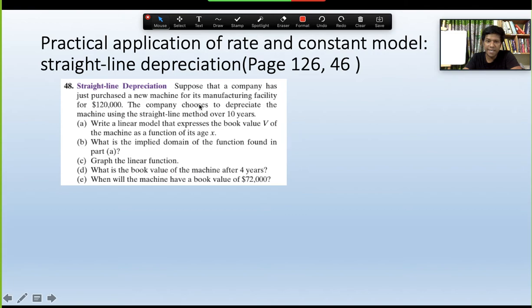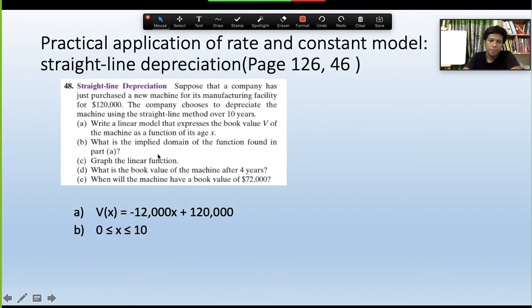Another math, exact same topic. Another math is straight line depreciation. See, this is from the book. Company just purchased a machine for manufacturing facility, which is $128,000, and 10 years is the time for depreciation. So we have to first divide it by 10 to get yearly depreciation. So our yearly depreciation is $12,000, because if you divide it by 10, 0 cancel out, so you have $12,000. So our equation, this model will be minus 12,000x plus 120,000. Just the difference is the value is a little bit bigger here.